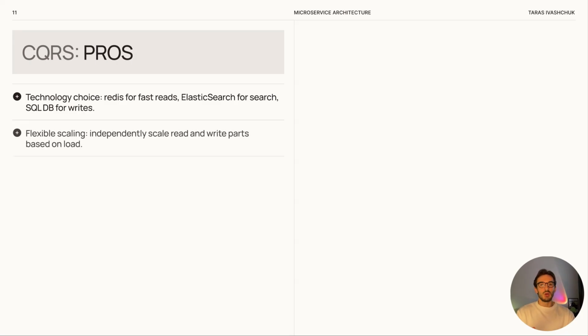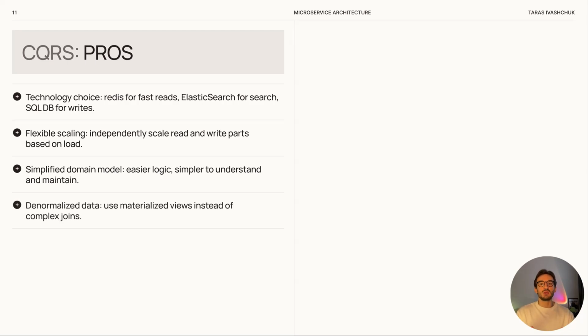Flexible scaling. We can scale reads and writes independently. For example, if your service has far more read requests than writes, you can scale read replicas horizontally without touching the write side. Simpler domain model. By splitting code into read and write parts, the cognitive load for understanding the service becomes lower. Using denormalized data. For fast reads, we can use denormalized tables or materialized views, avoiding heavy joins. This makes queries much faster, which is critical for high-performance systems.